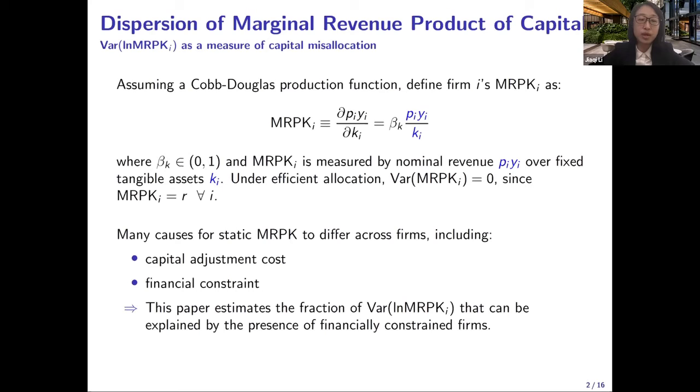So the dispersion of MRPK across constrained and unconstrained firms would be positive. Intuitively, in this case, capital is misallocated in the sense that constrained firms' capital demand is constrained by their balance sheet conditions, and their capital demand is no longer driven by their productivity. The theoretical model of this paper captures both of these sources of dispersion, but I'm not going to disentangle the different causes for capital misallocation. Instead, I want to focus on the financial constraint. And this paper estimates to what extent financially constrained firms can explain the observed dispersion of MRPK across firms.